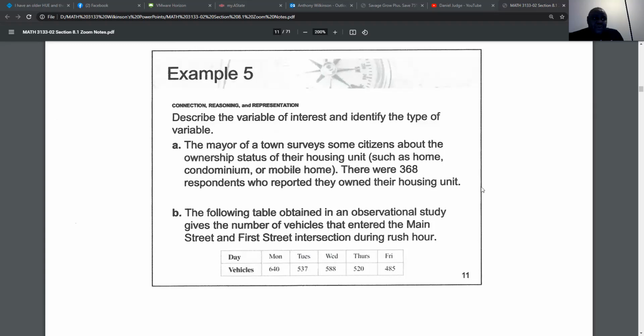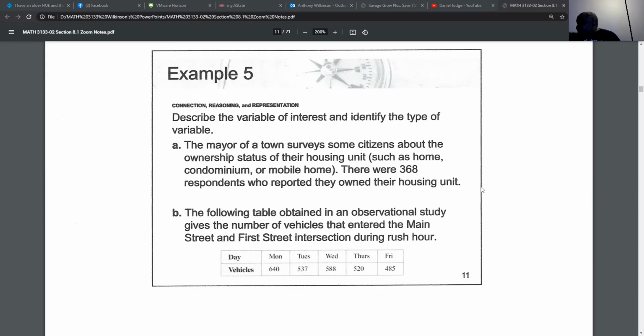All right, in this example here, we want to describe the variable of interest and identify the type of variable. Like the mayor of a town surveys some citizens about the ownership status of their housing unit, such as home, condominium, or mobile home. There were 368 respondents who reported they own their housing unit. So in this case here, we want to find out whether it is a categorical variable or a numerical variable. In this case, it's going to be categorical.